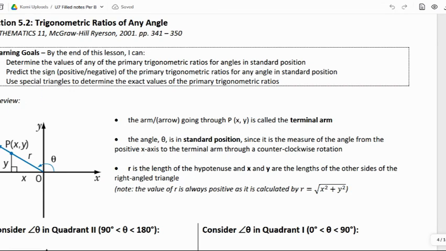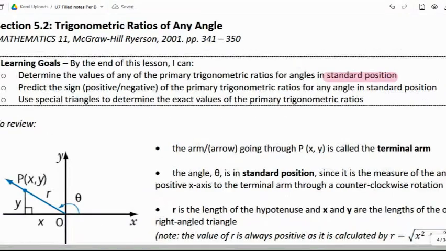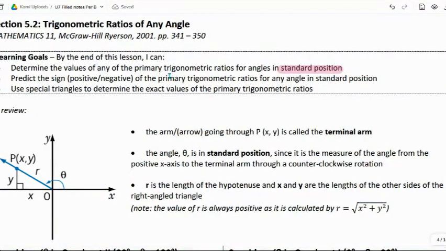All right. Let's look at the learning goals of today. There are some big ones. The first thing is we're going to determine the values of any primary trig ratios for angles in standard position. What is the new term there? Standard position, right? What is standard position? Let's make sure that by the end of the lesson, you have a good understanding of what standard position is.